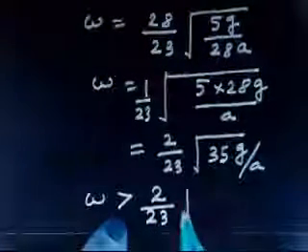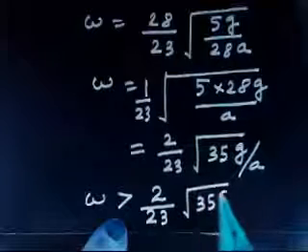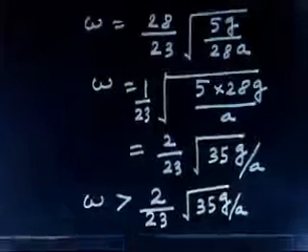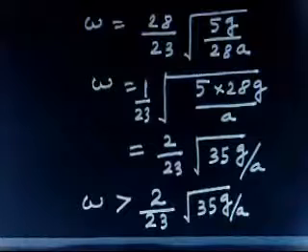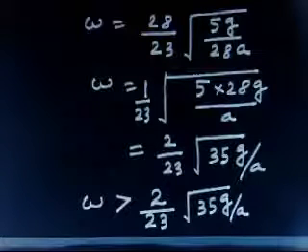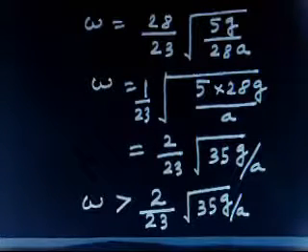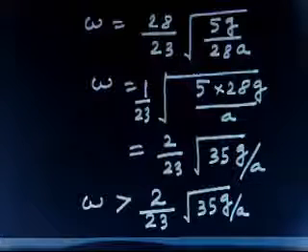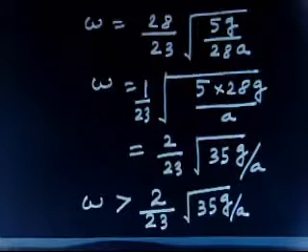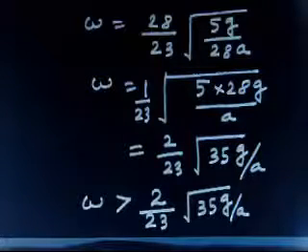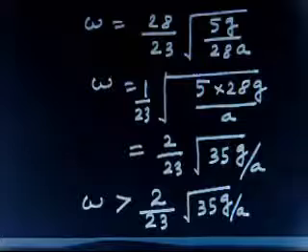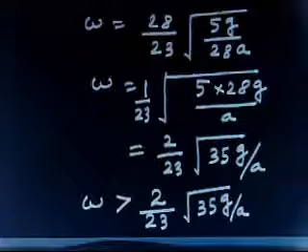So 23 under root 35 g by a. If omega is greater than this value, it can surmount the step, because I have assumed that when it surmounts, after the surmounting, the final kinetic energy, the final velocity, is 0. If omega is less than this value, it cannot surmount. If it is greater than this value, the sphere can surmount, and after surmounting, it will keep moving. It will keep rolling with some velocity.